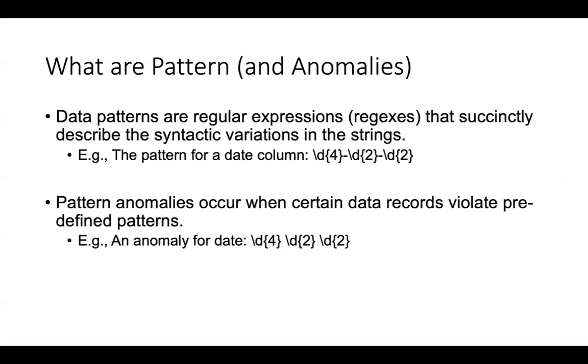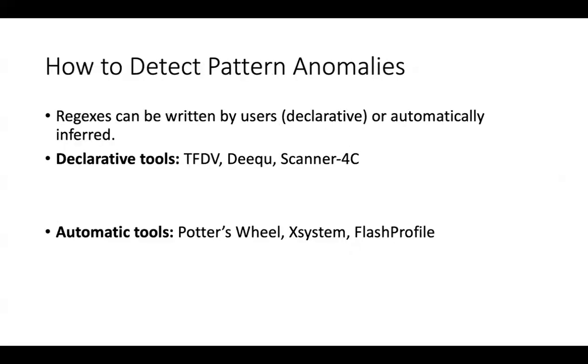You can see it from here, an anomaly for a date. What is the anomaly for this date? We still have 4 digits, 2 digits, and 2 digits, but between each 2 tokens, there is no dash anymore. There is only a blank space. So all these kinds of records cannot be matched to the previous pattern. That being said, it is a pattern anomaly.